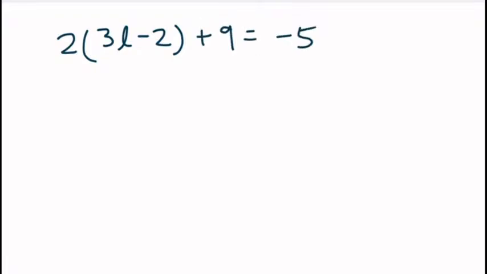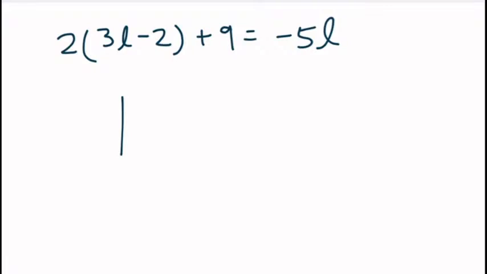Our next equation is 2 times (3l minus 2) plus 9 equals negative 5l. Now, just on a side note, the reason why I write my L's in a cursive way is because if you just write a normal L, it looks like a number 1, and you don't want to confuse your variables with numbers because that can really mess up the equation and get you a completely different answer.